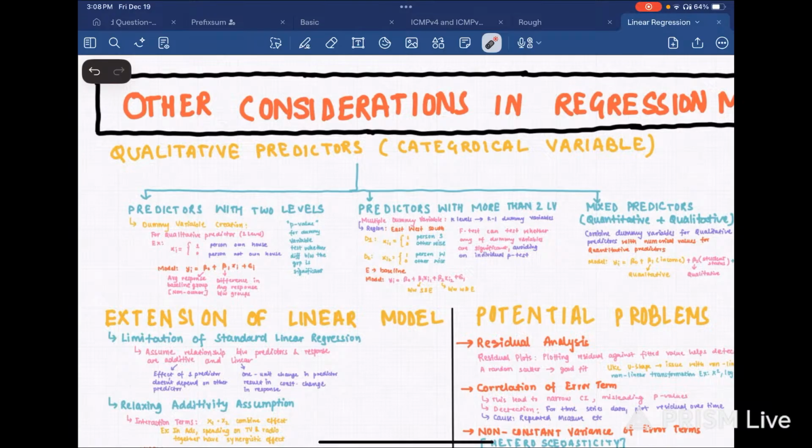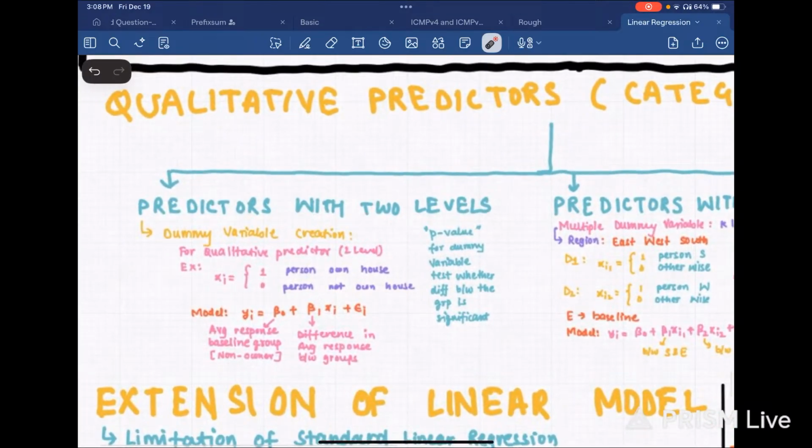And we know that qualitative predictors are also called categorical variables. First, there are predictors with two levels. For a qualitative predictor with two levels we can take one dummy variable: if xi is 1, the person owns a house, and if it is 0, the person does not own the house. So we can use a dummy variable for that.